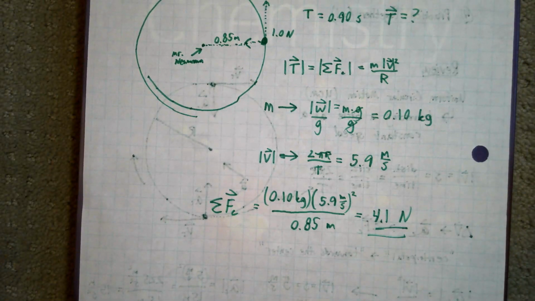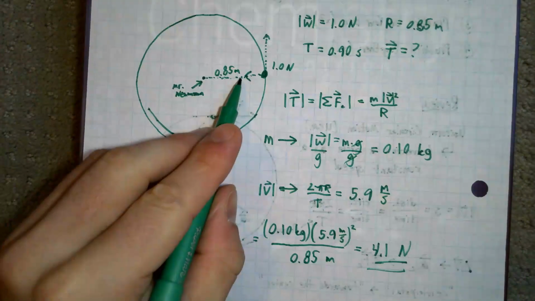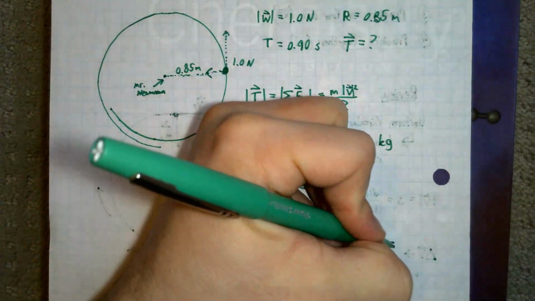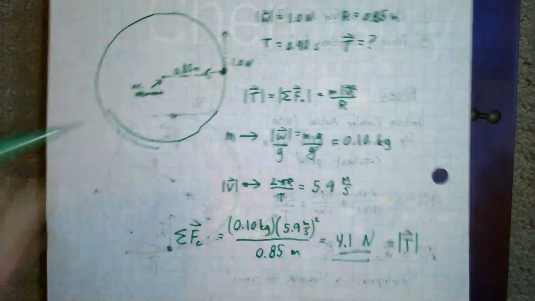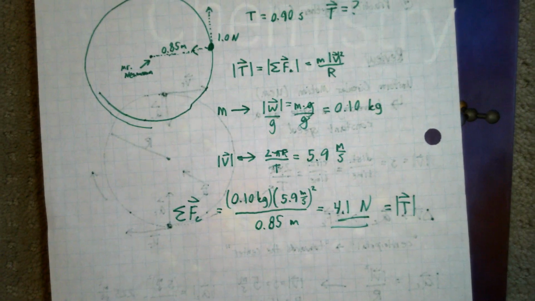We know the direction of that force. That force is always towards the center. And that's what we see. That's the force along the string. That's the force towards the center. That is the magnitude of the tension in the string.